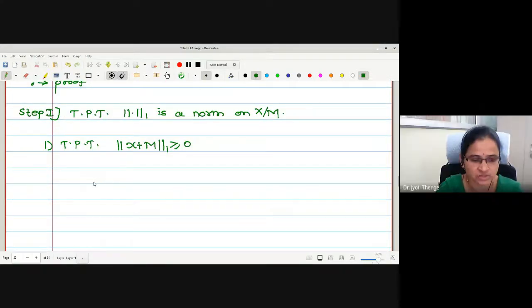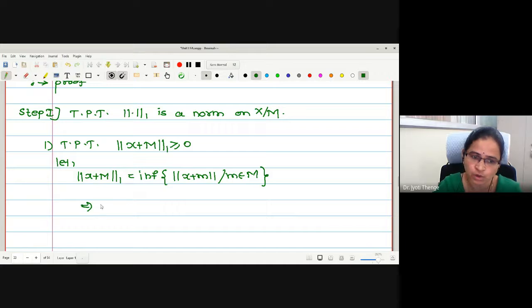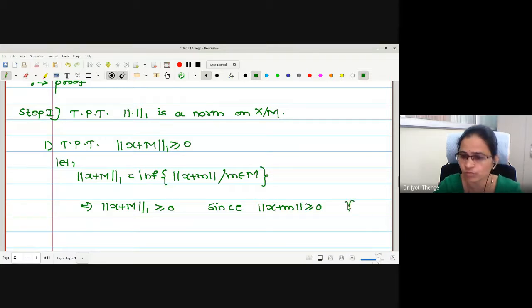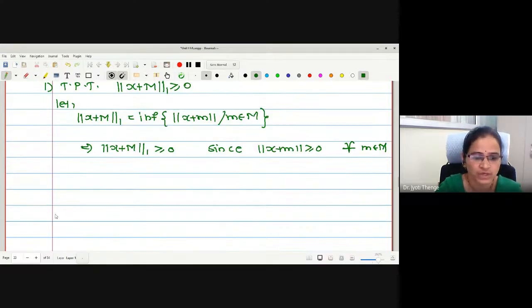Therefore, here I just write norm 1 of x + M is the infimum of norm of x + m provided m is in M. Now here I will write directly norm 1 of x + M is non-negative. And what is the reason I am giving here? Since norm of x + m is non-negative for all m in M. Okay? What is the second to prove?